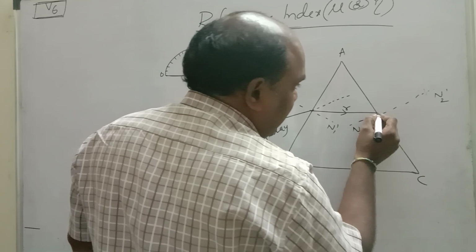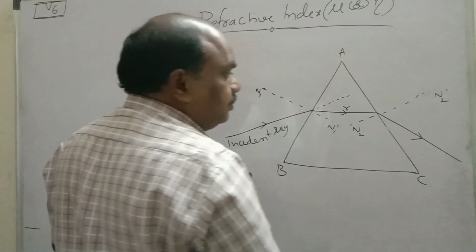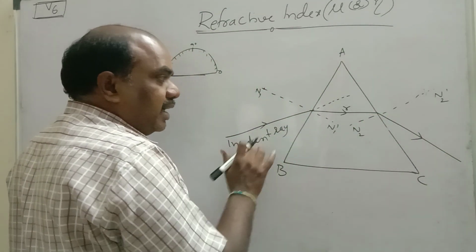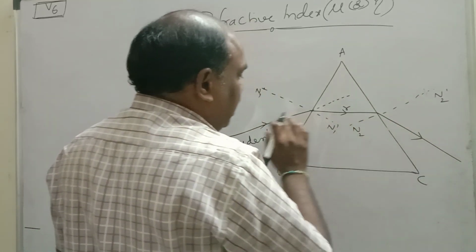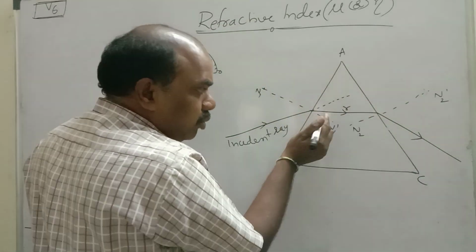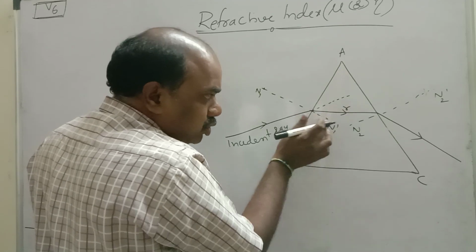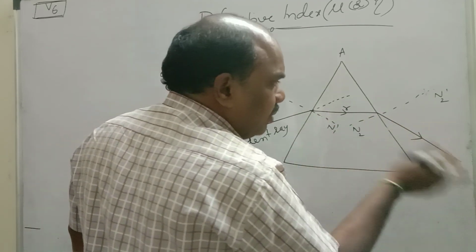The refracted ray enters into the air. What will happen? It goes away from the normal. Rules you know: rarer to denser, it moves towards the normal; denser to rarer, away from the normal. Here, rarer to denser, the light ray moves towards the normal.